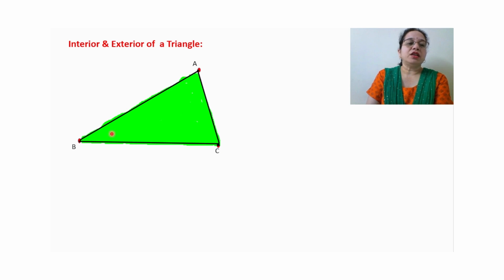Interior and exterior of a triangle. The area enclosed by these three line segments is known as the interior of the triangle. So the shaded part, this green color part, is known as the interior of the triangle, and the region outside these three line segments is known as the exterior of the triangle.